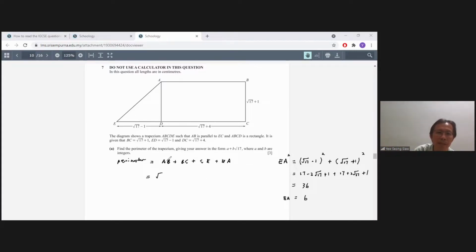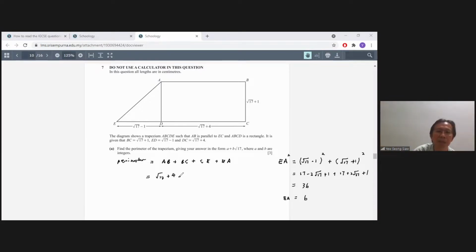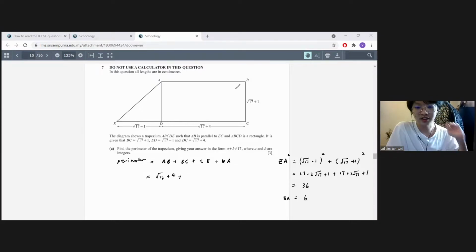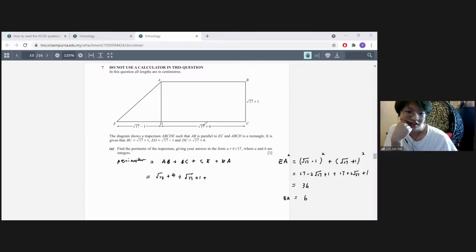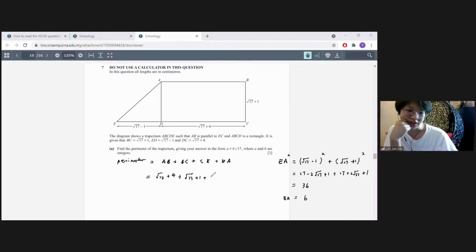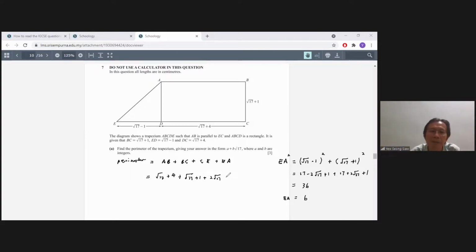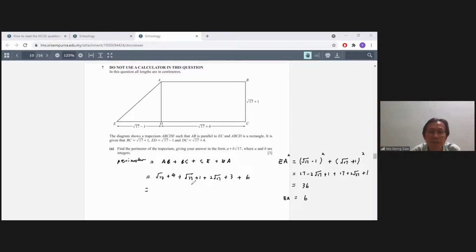You want to put that 6. AB equals surd 17 plus 4. BC, BC is surd 17 plus 1. CE, C got 2 to E. Okay, plus together, surd 17. Got 2 two sets. 2 surd 17 plus 3. Yes. Then last one, the EA, plus 6. Yeah. So simplify everything.